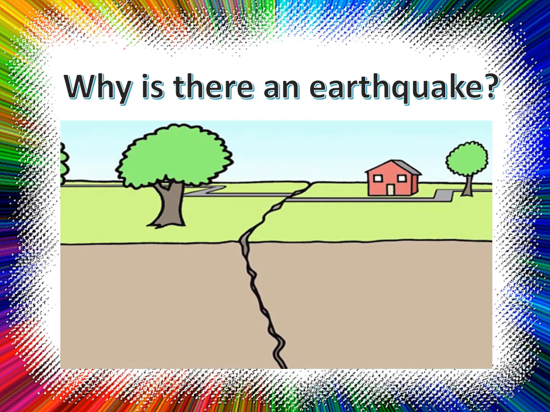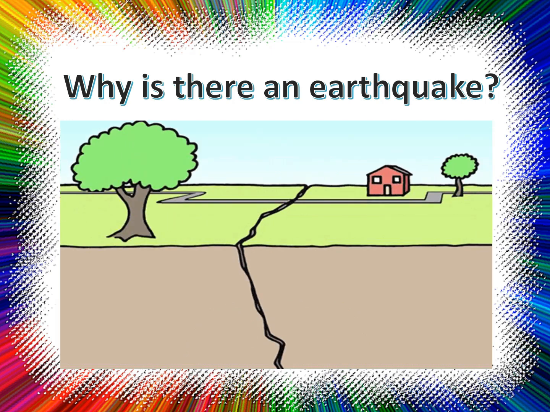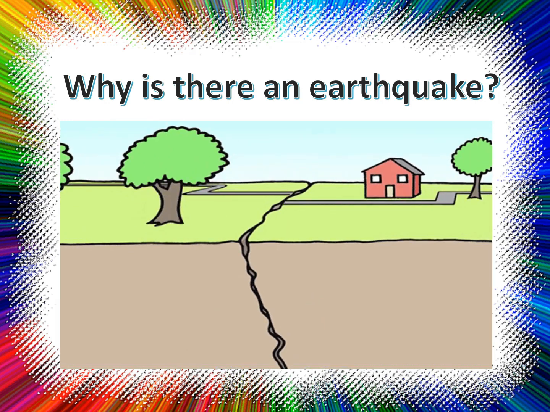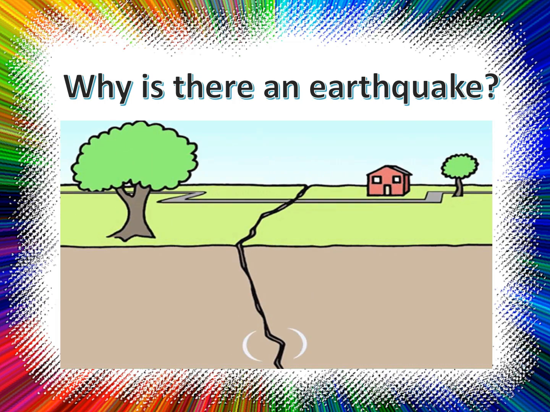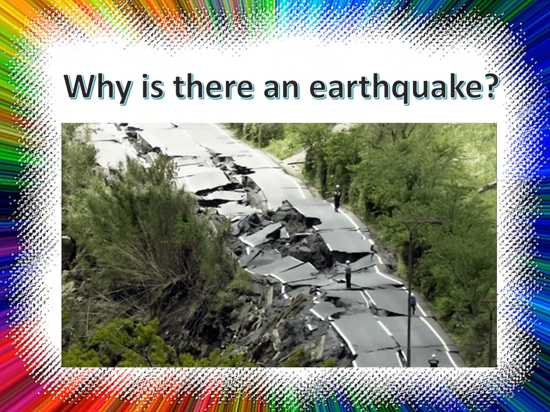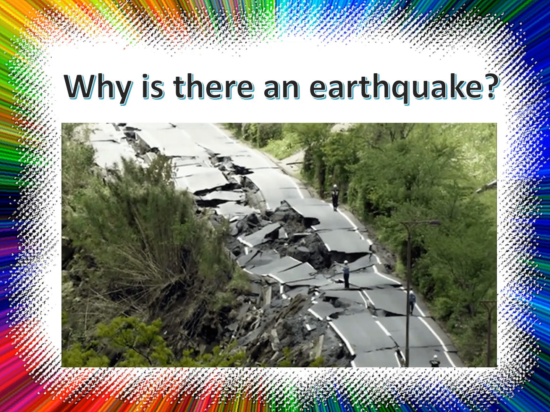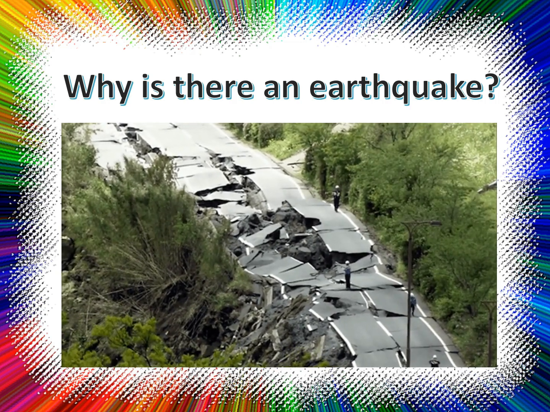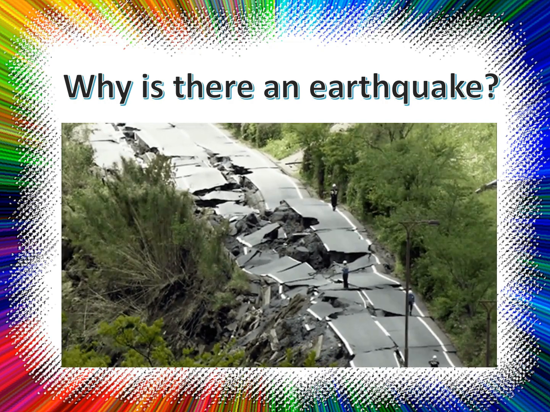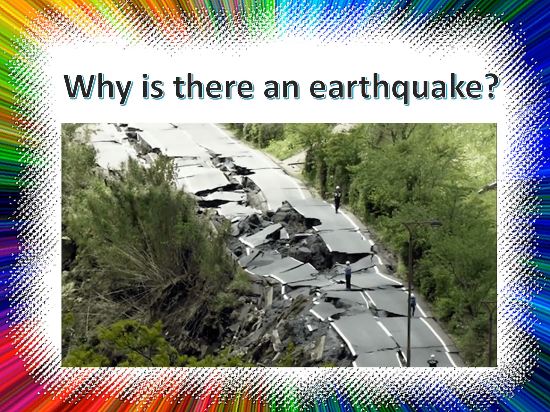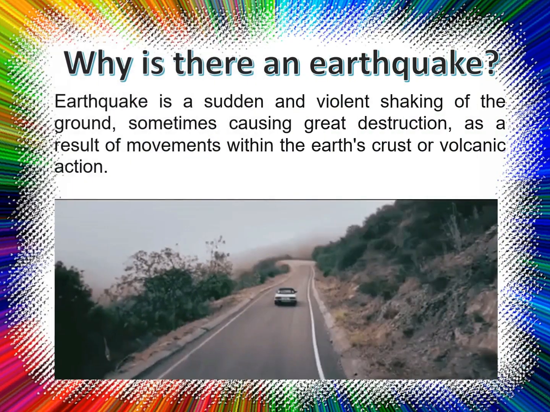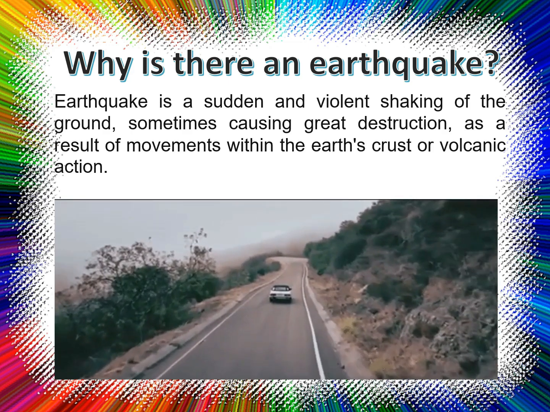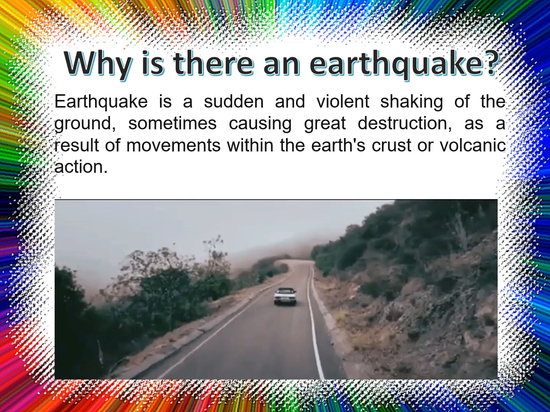Why is there an earthquake? Earthquake is a sudden and violent shaking of the ground, sometimes causing great destruction, as a result of movements within the Earth's crust or volcanic action.